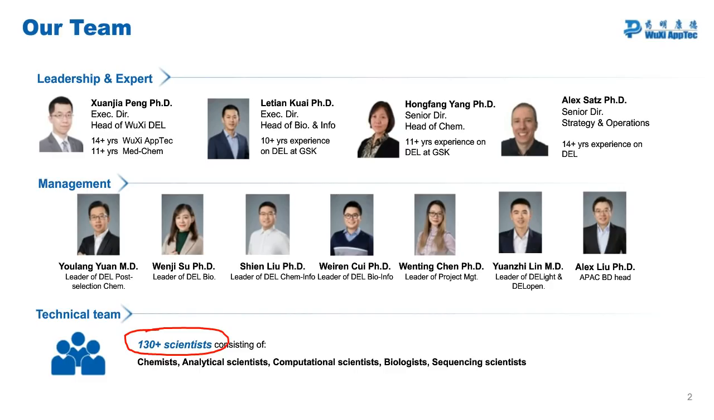How many cycles do you typically run for a DEL? Do you favor 2 or 3 cycle libraries to keep the molecular weight down? So we have all sorts. We have 2, 3, and 4, but as a general rule, yes, 2 and 3 cycle DELs tend to provide hits which are automatically in a better physical property space.